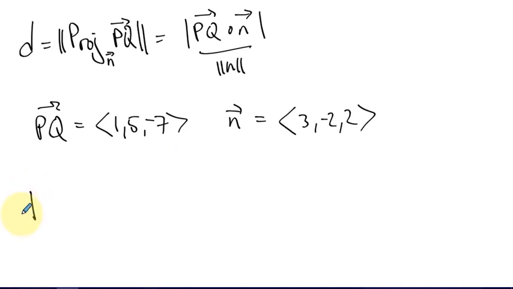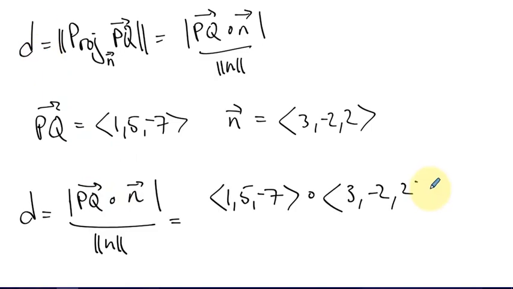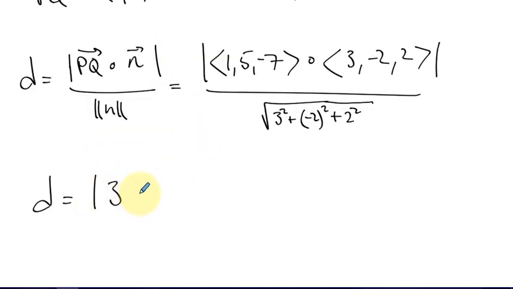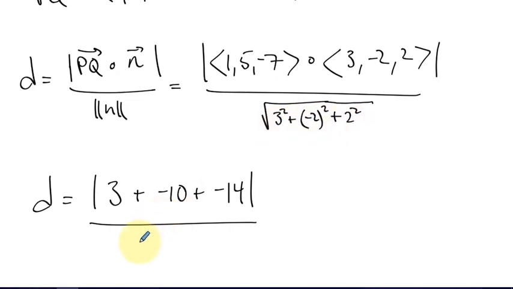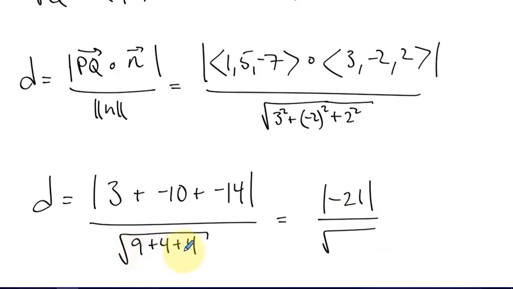So then we could say the distance is the dot product of PQ dot n in absolute value. Don't forget absolute value. Distance has to be positive, and it has to be the magnitude of that projection. So we've got 3 plus 5 times negative 2, that's a negative 10, plus negative 7 times 2, that's a negative 14. That's 9 plus 4 plus another 4. So this is negative 21 in absolute value over the square root of 17. All right, so that's good.